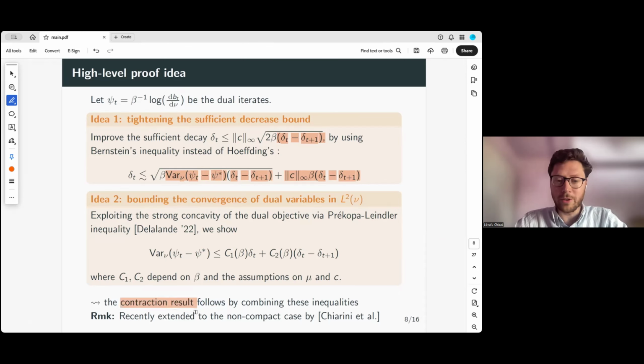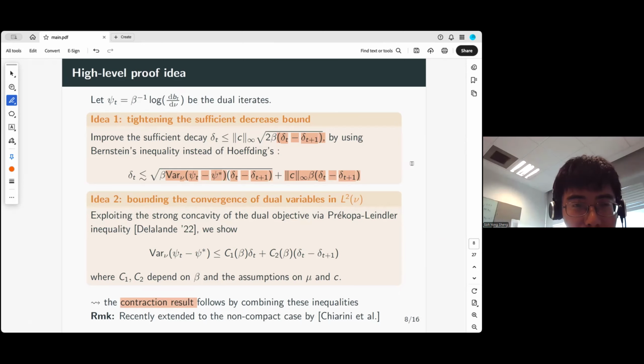There is a recent extension of our results, like this exponential convergence with robust constant in the non-compact case by Carlier and co-authors, which has appeared a few weeks ago. And they managed to remove the boundedness assumption on the cost via a different proof technique. So I will not go deeper in the proof of this result because it quickly gets quite technical and relies on specific algebraic properties of entropic optimal transport. But these are the two main steps that we have in the proof.